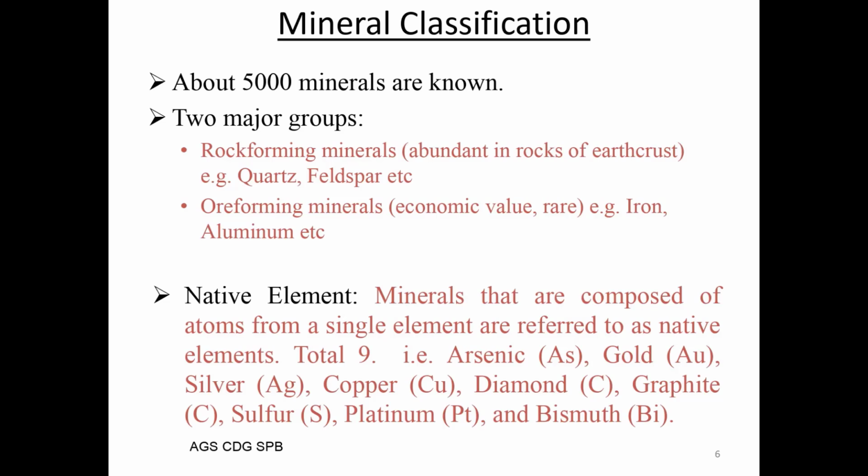Mineral classification. About 5,000 minerals are known, divided into two major groups. 1. Rock-forming minerals, abundant in the Earth's crust, for example, quartz, feldspar. 2. Ore-forming minerals, which have economic value but are rare, for example, iron, aluminum. Native elements are minerals composed of atoms from a single element, a total of 9. For example, arsenic, As, gold, Au, silver, Ag, copper, Cu, diamond, C, graphite, C, sulfur, S, platinum, Pt, and bismuth, Bi.